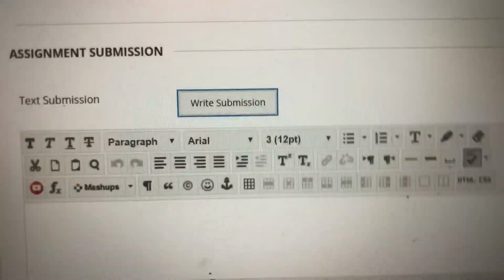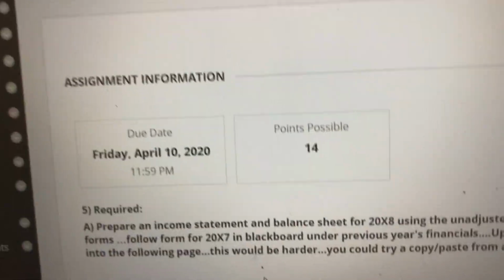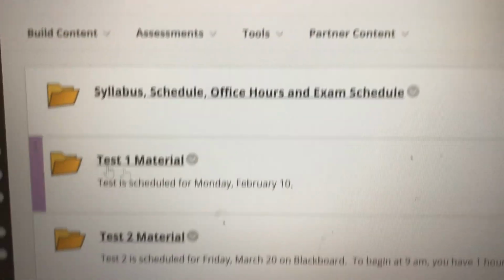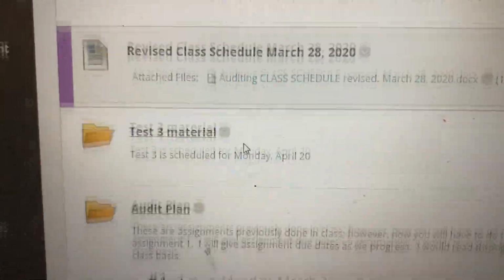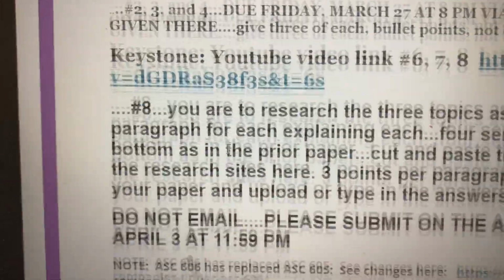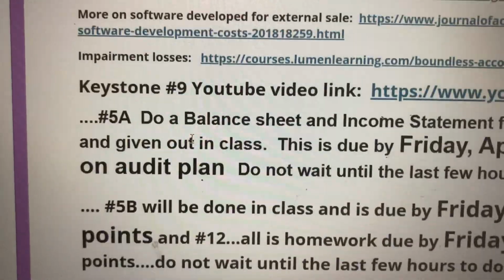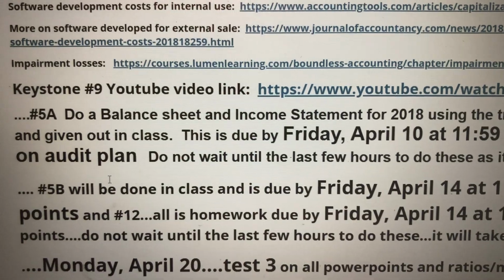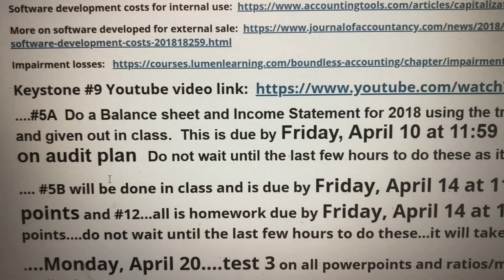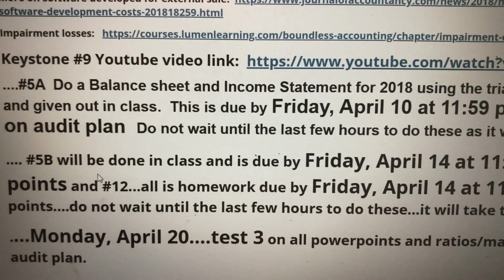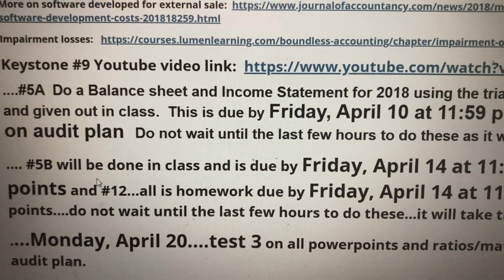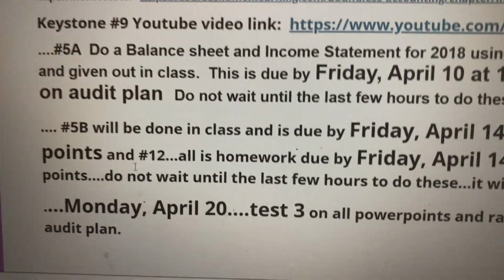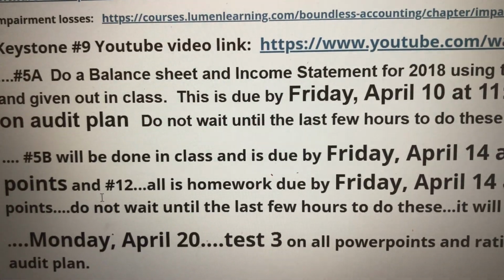Actually, we need to go back to Blackboard and to the audit plan because I need to show you where this information is. So let's go back to the syllabus and course content. Okay, go all the way down to audit plan. I've shown the assignments here to finish this out down at the bottom on the front. 5A is due Friday. Okay, 5B will be done in class next week. I'll give you the answers and you'll have to submit those like you've been doing. And then all the ratios for number 12 are due next Friday. Your third test on all of this material, PowerPoints and anything we've talked about, will be on Monday the 20th.